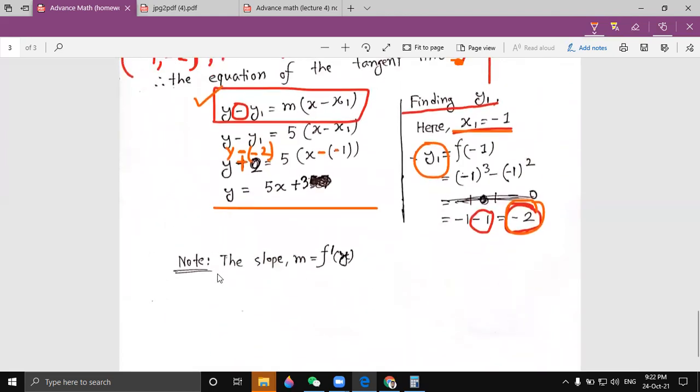So this way we find the tangent line. And remember, note that the slope is always the derivative of a function. Slope is nothing but the derivative of a function, or the derivative of a function is nothing but the slope. So I think I covered everything.